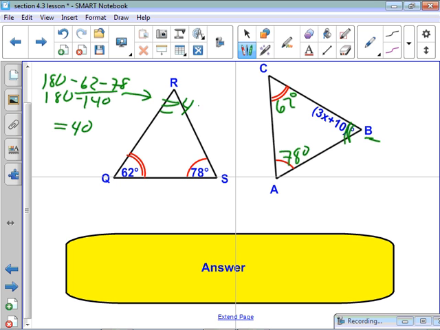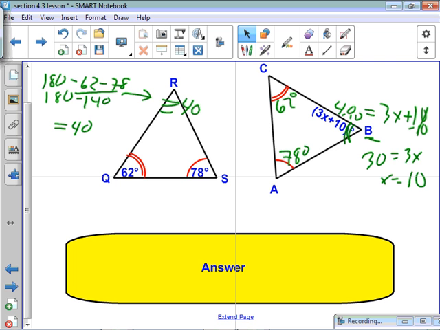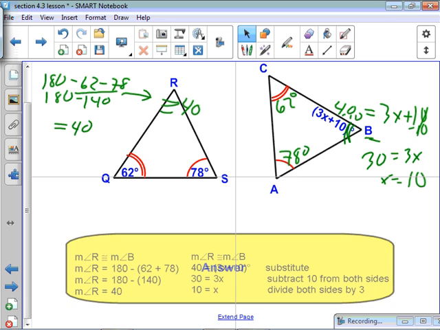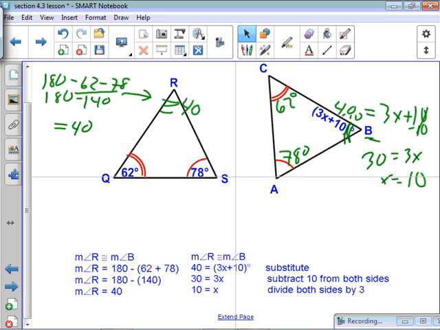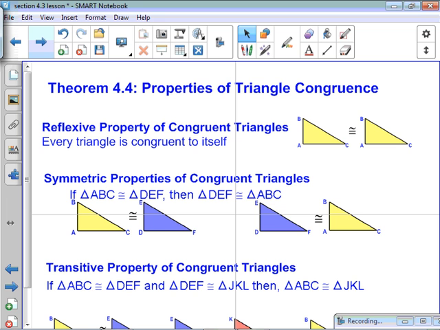This has to equal 40, so this has to equal 40, which means that 40 is equal to 3x plus 10. I can look at that and know that the answer is 10, but minus 10, 30 equals 3x, x equals 10. Let's see. Hey, and they agree with me. Cool. Let's move on. Final one.